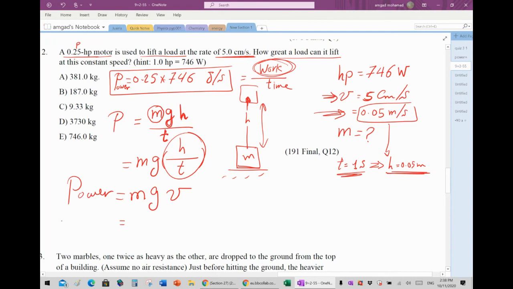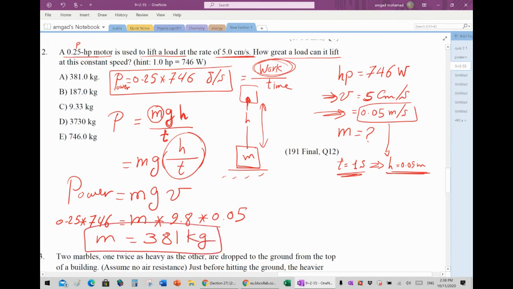Power is 0.25 horsepower times 746, the conversion factor, equals the mass, I'm looking for it, times 9.8 times the speed 0.05. Then I will find the mass: 381 kilograms. You understand it, guys? So we can use what Turkey says. We can say at a time 1 second, the height will be whatever. Or I can say because of its constant speed, height over time is the speed.